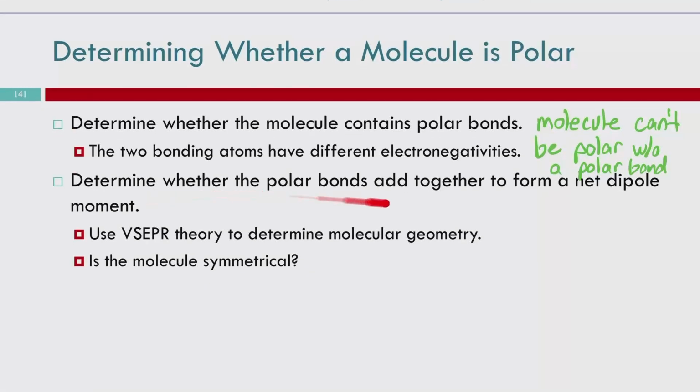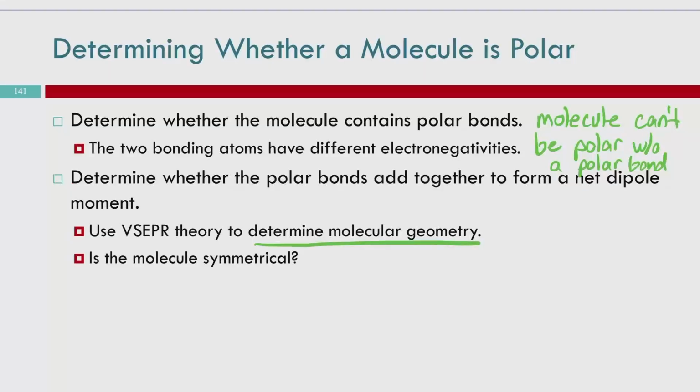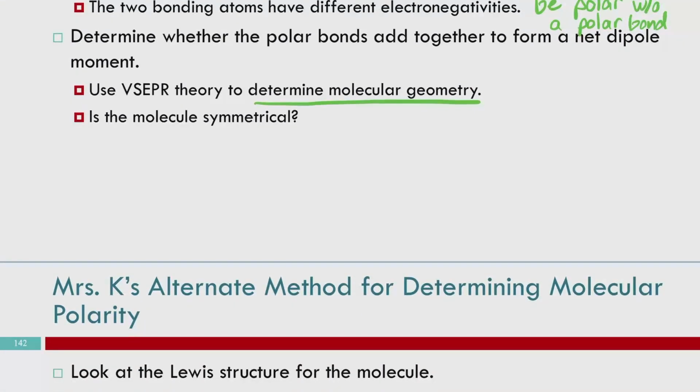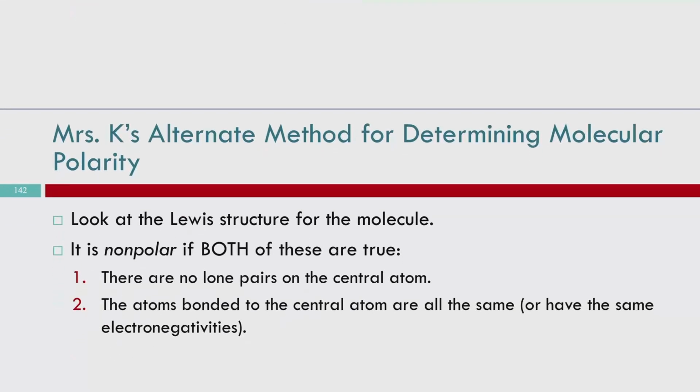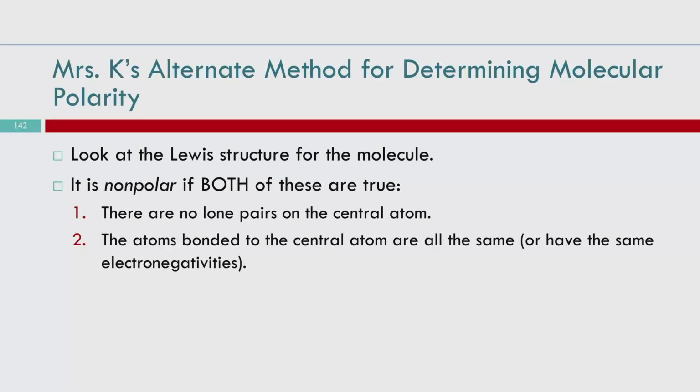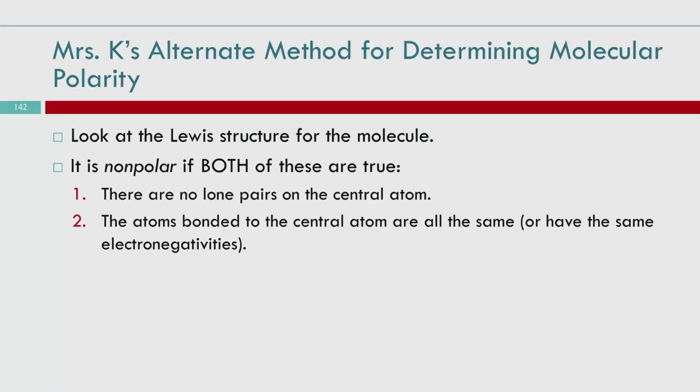And then we want to determine whether the polar bonds, if there are polar bonds, add together to form a net dipole moment. So we can determine the molecular geometry. If we wanted to, we can separate it out into vertical and horizontal components and in and out components, depending on what shape we have, to figure out if there's a net dipole moment. Alternatively, we can use the somewhat wordy Mrs. K's alternate method for determining molecular polarity. This has a shortcut name that I'll tell us in a second.